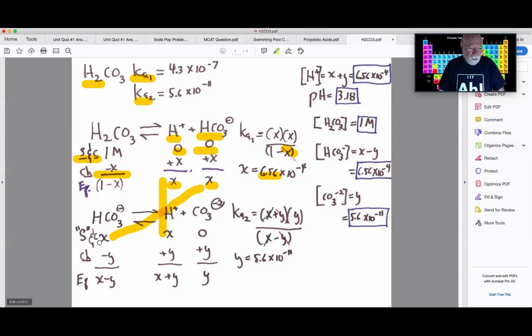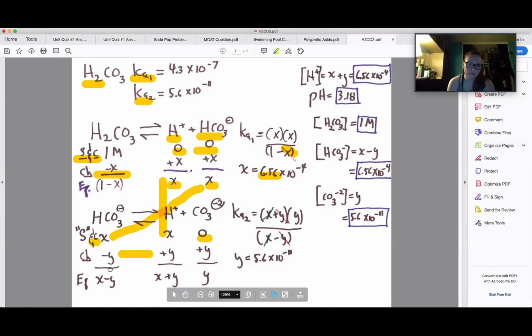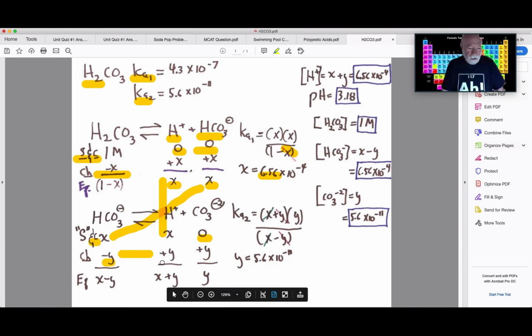Now, the reason I wrote this as the completion step also is the small k, 10 to the minus 11, means that it's favored to the left. Now this 0 should bother you. So the change step is we're now going to move to the right. Now we're going to use a different variable. So now it's going to be a loss of y, a gain of y, and a gain of y. So what do we have at equilibrium? The hydrogen carbonate is x minus y, the hydrogen is x plus y, and the carbonate is y.